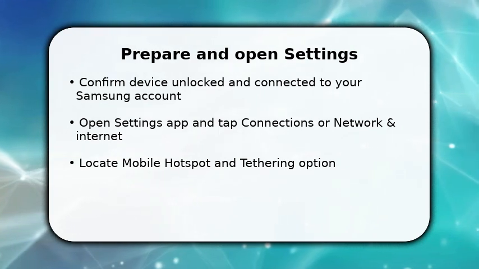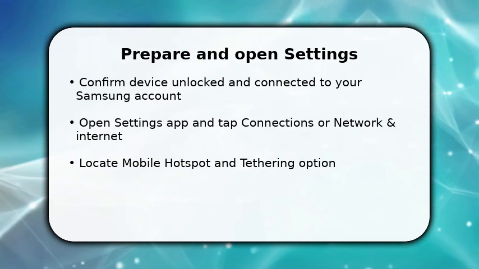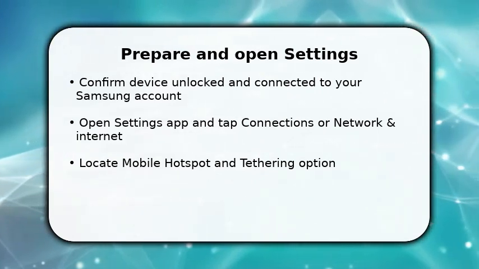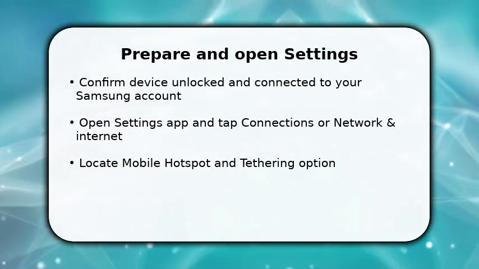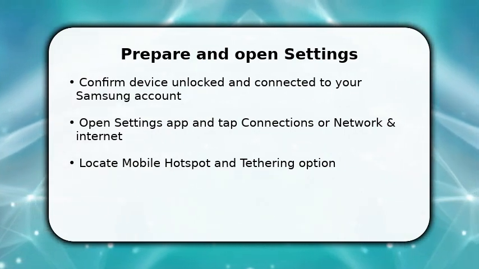Tap Mobile Hotspot and Tethering so you can access hotspot controls. You do this because the history and device list are managed under hotspot settings. Clearing cache won't remove paired device logs. Now that you're in the right menu, move on to view active hotspot entries and connected device history.